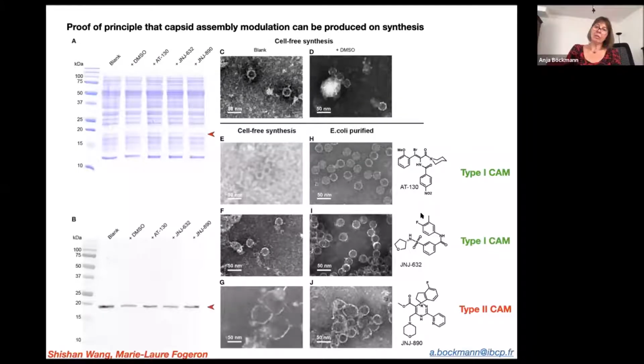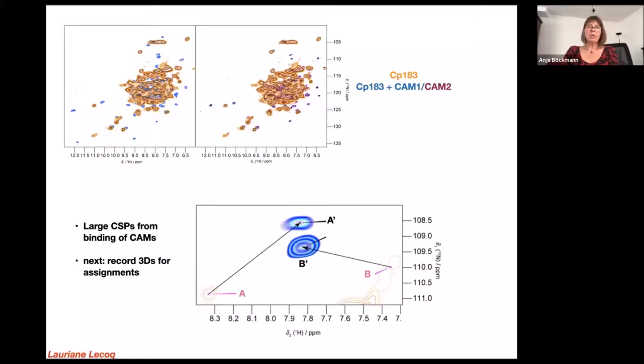And then we added 3 different types of assembly modulators, 2 type 1s. This is AT130. It's a rather historic molecule, so there are much better options than this one now. Whereas, for example, this here is a newer molecule. This is also a type 1. So you can see for these you have assembly of the capsids in the reaction. This here is a type 2 CAM, and you see that in the E. coli they build these open objects, and in the cell-free reaction you can observe also these open capsids. So the principle works, and we recorded first spectra.